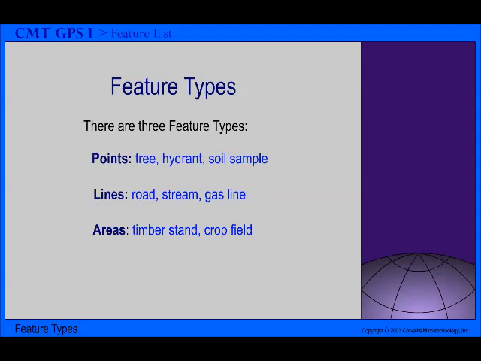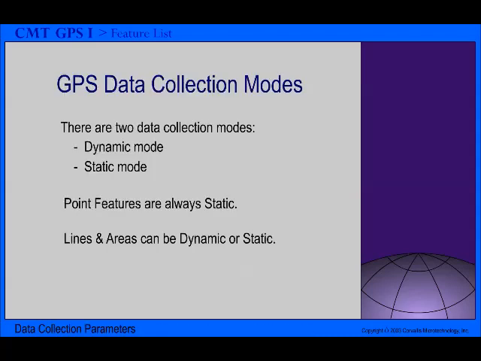An area feature is essentially a line feature that closes on itself to form an enclosed region. If you would like to know the size of a lake, you could record an area feature around its perimeter. Then, you will be able to see the computed area on your GPS data collector. You will also be able to see this area feature in your CMT PC software.